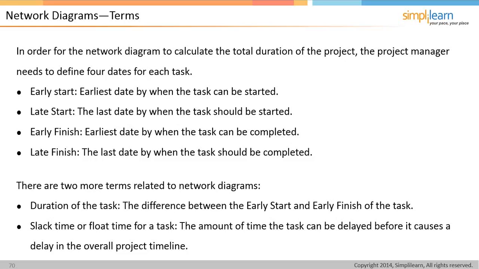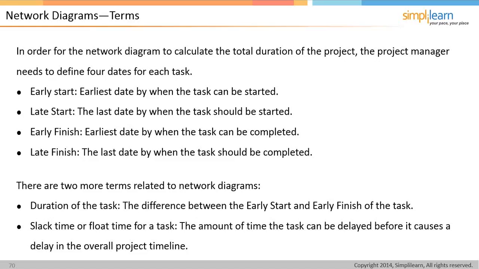Different terms. So in order for the network diagram to calculate the total duration of the project, the project manager, and when I say project manager, think of that as being synonymous with the belt, in this case a green belt, needs to define 4 dates for each task. Early start, in other words, the earliest date by when the task can be started. A late start, or the last date by when the task should be started. Early finish, the earliest date by when the task can be completed, and the late finish, which is the last date by when the task should be completed. So you've calculated and defined those 4 dates for each task.